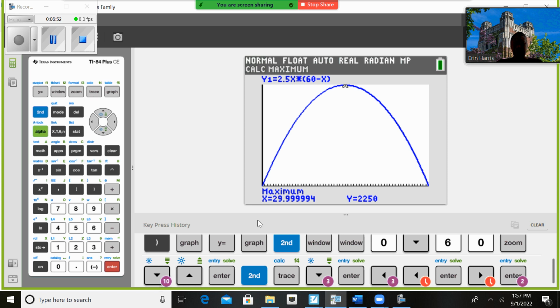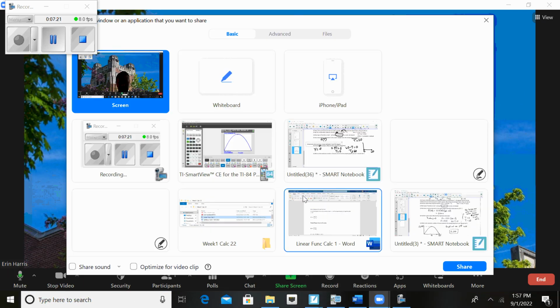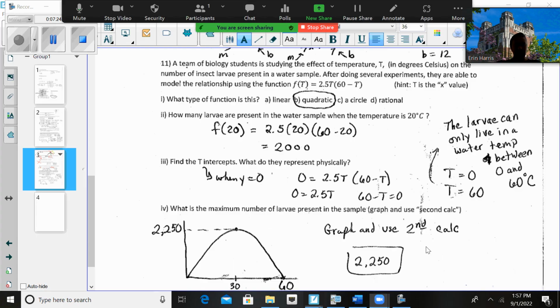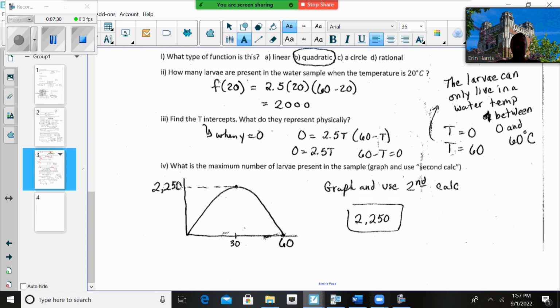So this would round off to 30, and we know because of the symmetry of this parabola, we are finding our maximum right in the middle. But again, I have to look at my let statements. What does X stand for? Is that how many larvae there are? But I look back at my let statements and I see, no, that's not how many larvae there are. That is temperature. X stands for temperature. So let me share screen with the one with the answer key. X stands for temperature and Y stands for the number of larvae. And that's how we get our answer there.